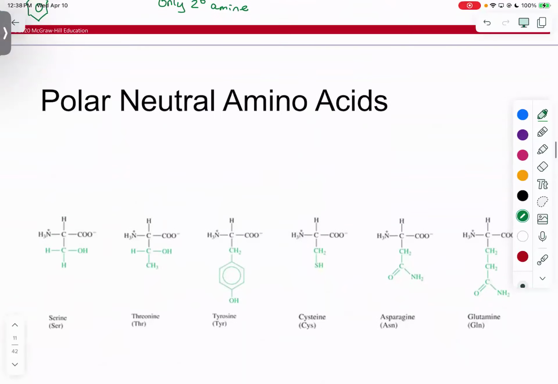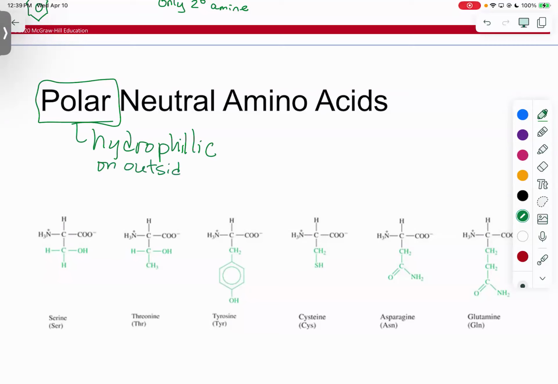So now we're going to switch into the ones that are polar. Polar is a big, big group, and you can have polar neutral, you can have polar and be negative, or you can have polar and be positive. So we're going to look at first the ones that are polar but neutral. If they're polar, they're hydrophilic, right? Which means water loving, and they're going to be basically on the outside of a protein, on the protein surface.